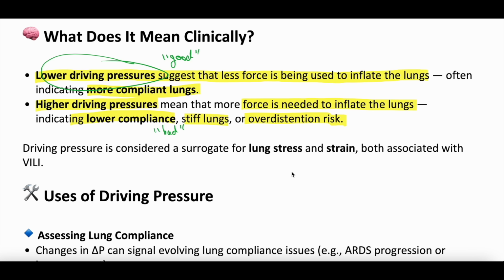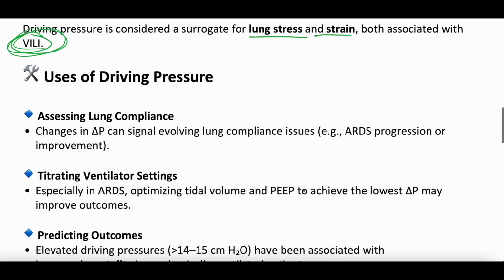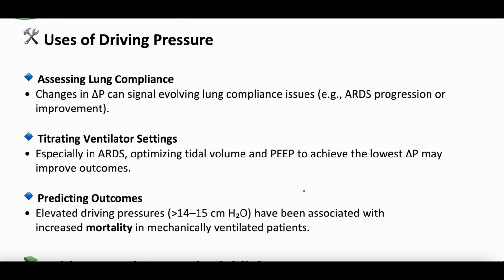And driving pressure is a surrogate for what's considered lung stress and strain, associated with ventilator-induced lung injury, so higher driving pressure can suggest that those lungs are sustaining ventilator-induced lung injury, and we've got to make some changes. So when we use driving pressure, the things to think about are lung compliance. And there's three different ways to think about this. One way is following the driving pressure to better understand how lung compliance is changing.